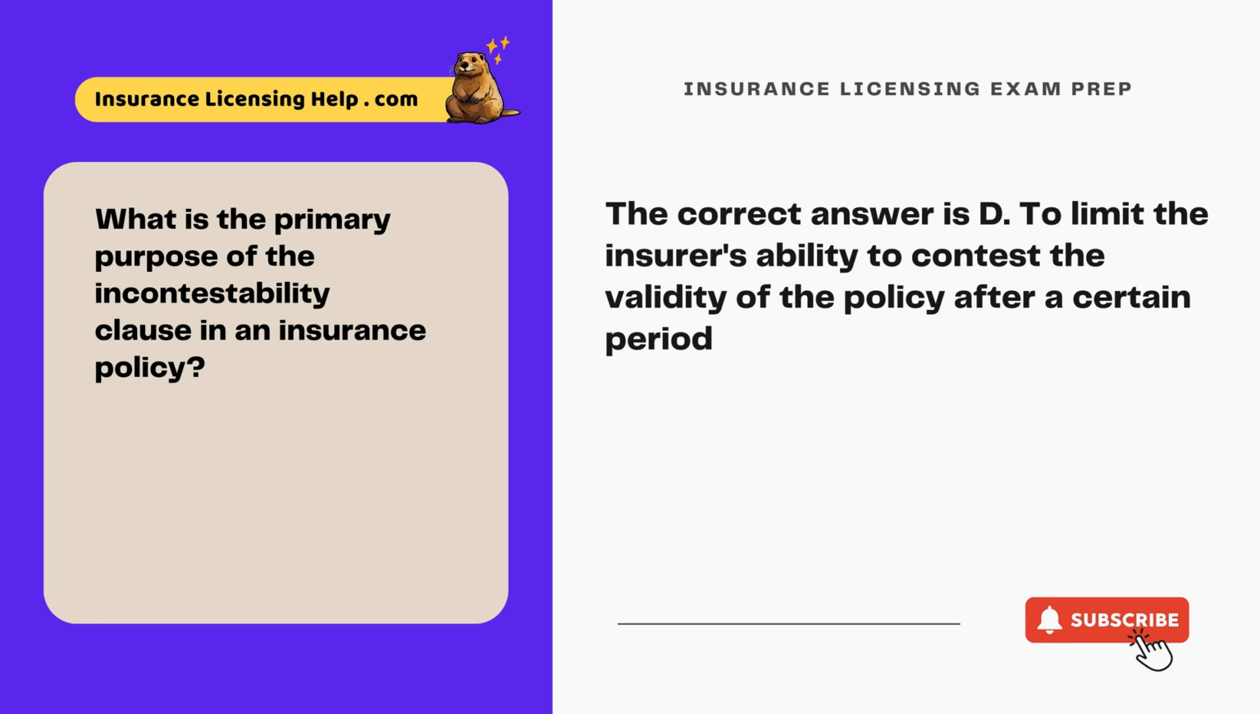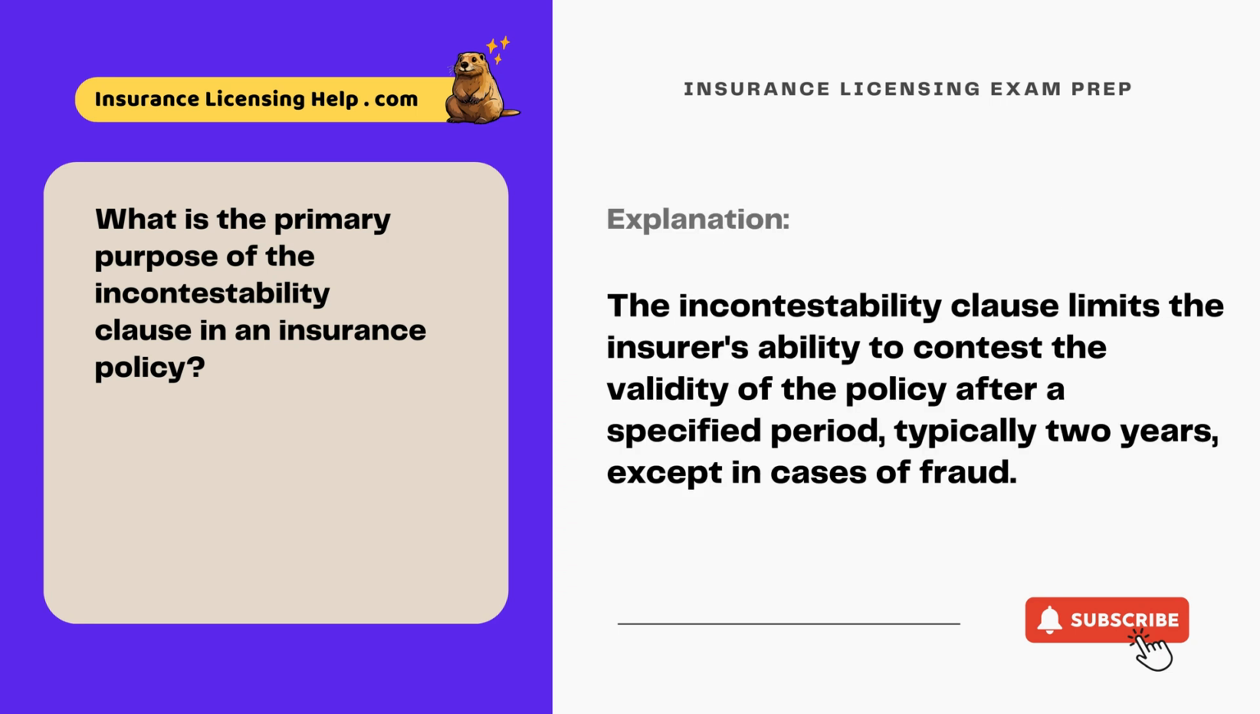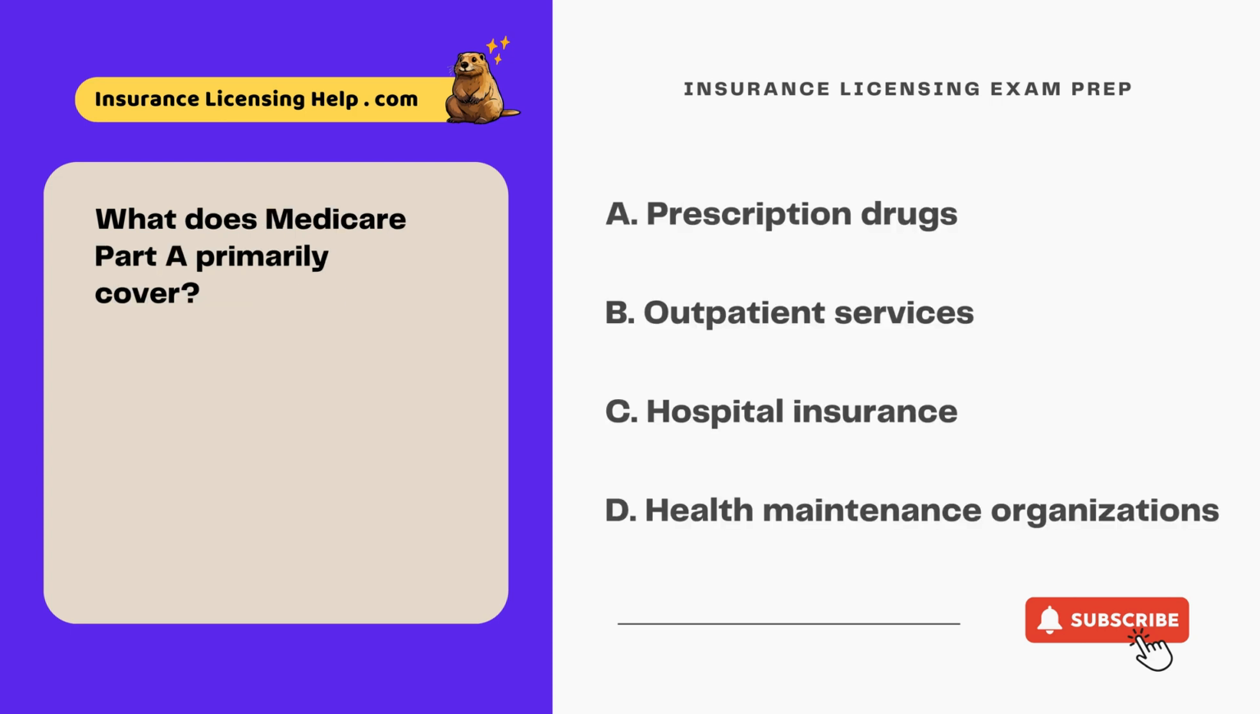The correct answer is D. To limit the insurer's ability to contest the validity of the policy after a certain period. The incontestability clause limits the insurer's ability to contest the validity of the policy after a specified period, typically 2 years, except in cases of fraud. What does Medicare Part A primarily cover? A. Prescription drugs. B. Outpatient services. C. Hospital insurance. D. Health maintenance organizations.